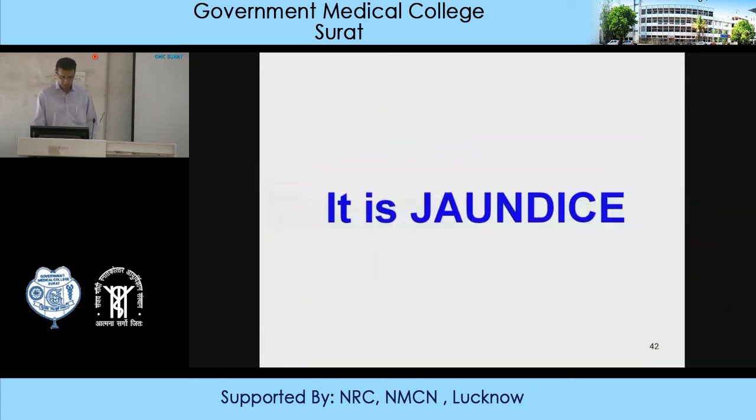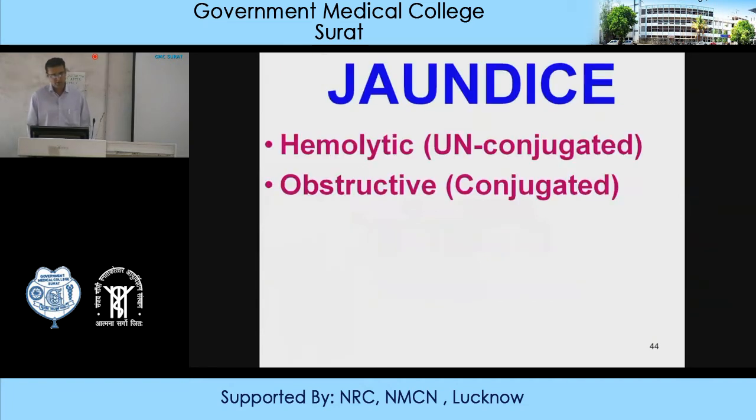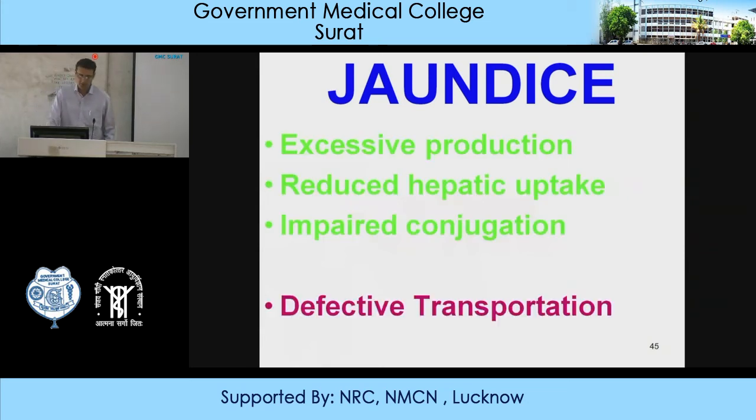Now jaundice. Normal bilirubin is 0.3 to 1.2 milligram, comprising unconjugated or indirect and conjugated or direct bilirubin. Jaundice may be hemolytic, unconjugated, or obstructive, conjugated. Jaundice is due to excessive production of bilirubin, reduced hepatic uptake, impaired conjugation, and defective transportation of bilirubin.